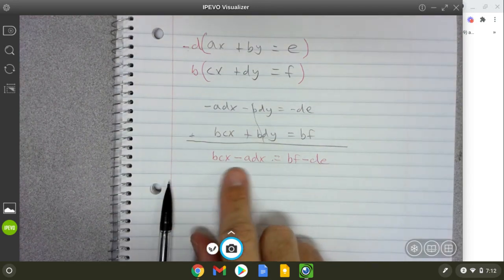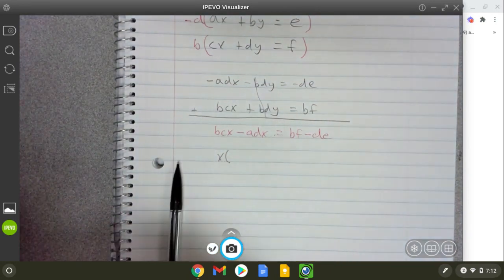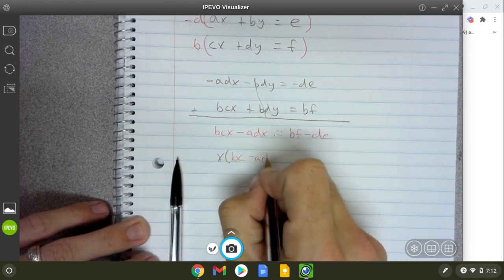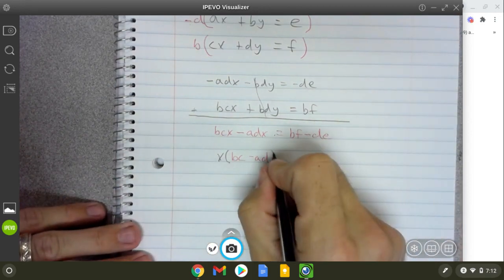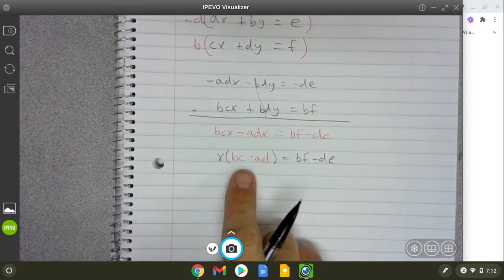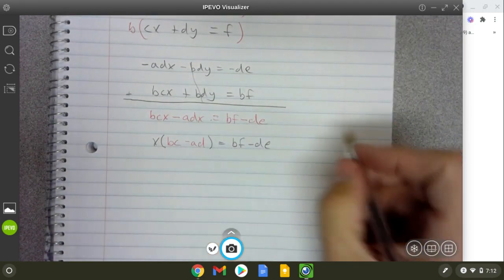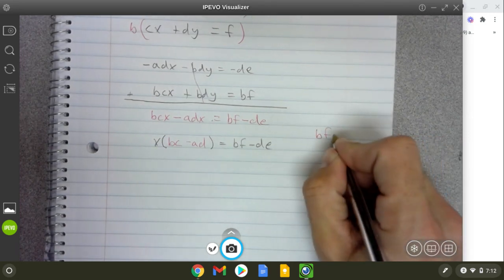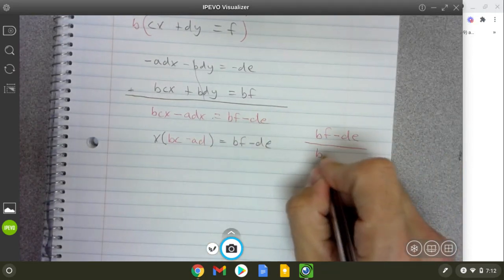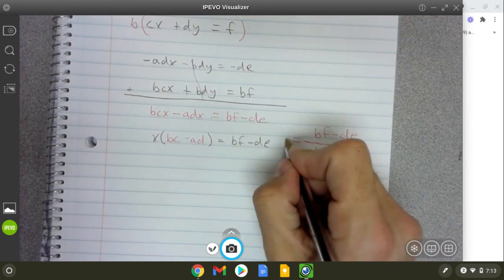Again, we're solving for X, so I'm going to factor out the X here. This is going to give us BC minus AD, equals BF minus DE. And then we're going to divide by this. So if we divide by this, we're going to get BF minus DE on top, and we're dividing that by BC minus AD. And this is equal to our X here.